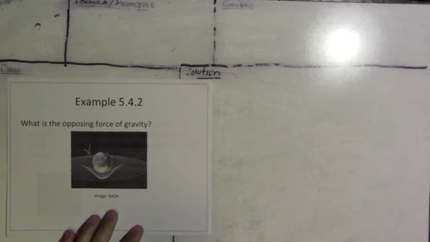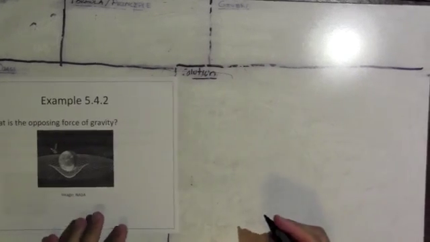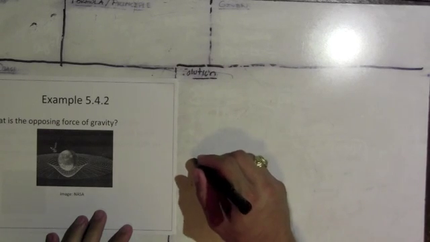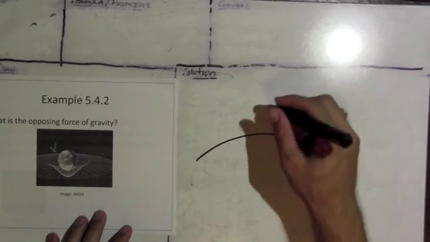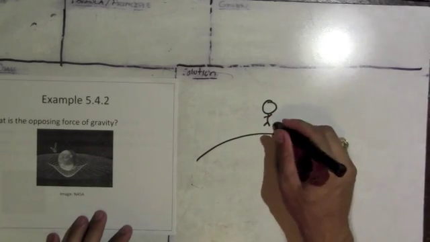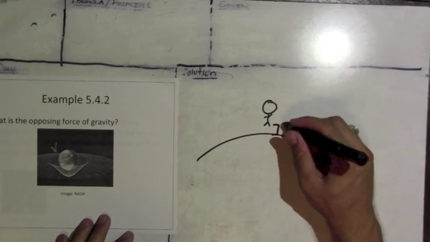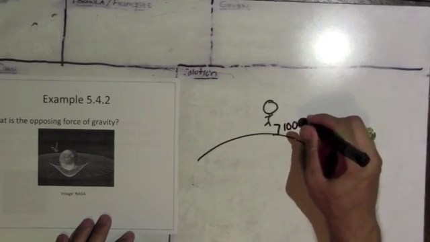So this is example 5.4.2, and this is one of the most common questions we get. They say, okay, well, wait a second, what is the opposing force of gravity? And it's kind of a confusing answer. So if you look at it, let's say you jump off the surface of the earth. So you've got some sort of distance. Let's say you're skydiving. Let's say this is something like 1,000 meters.